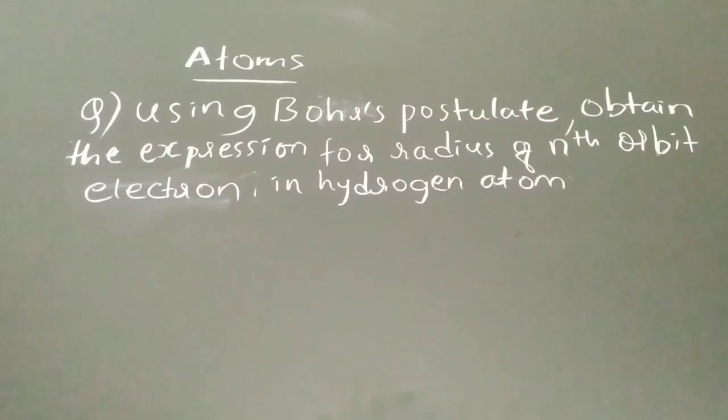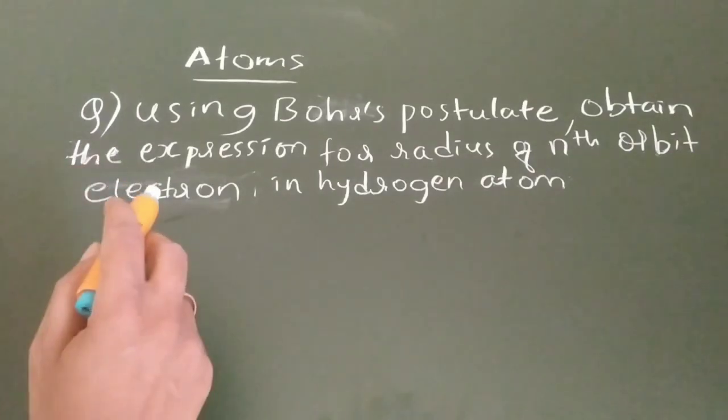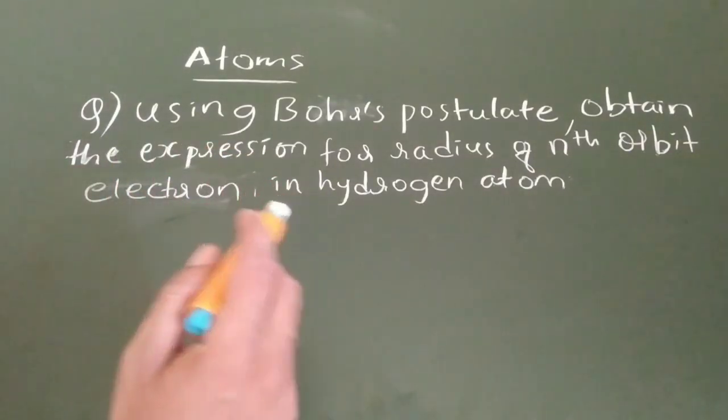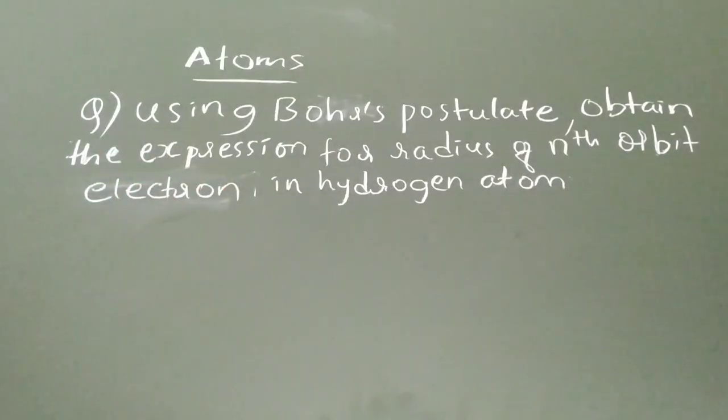But you must know at least these types of questions completely, whichever we are solving, whatever videos we are sending, for the coming 2020-21 PU second year board exam. So first, one of the important questions I have taken from the model question paper from the chapter atoms: using Bohr's postulate, obtain the expression for radius of nth orbit electron in the hydrogen atom.